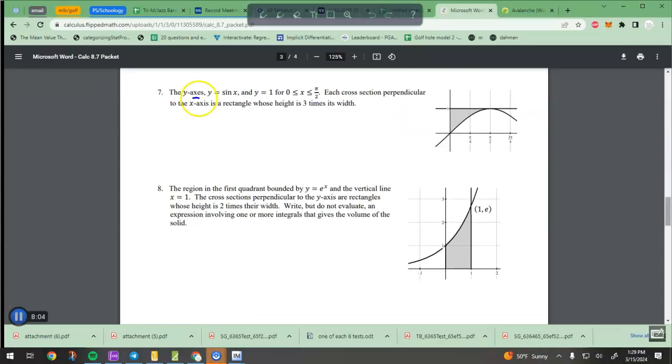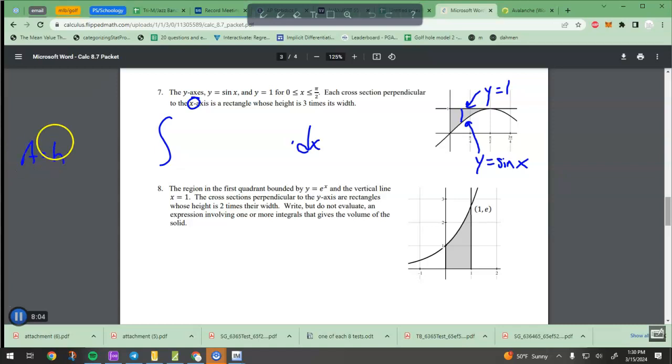Alright, perpendicular to the x-axis. I'm going to draw that in. That means I'm going to be in terms of x. I'm going to throw my dx there as a reminder. These are in terms of x because they're solved for y. That one's y equals 1, a horizontal line. That one's y equals sine of x. The rectangle whose height is 3 times the width.